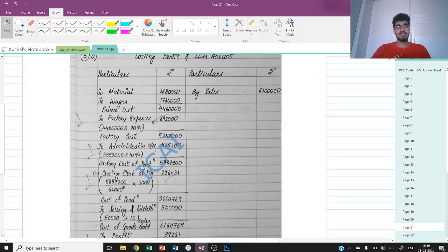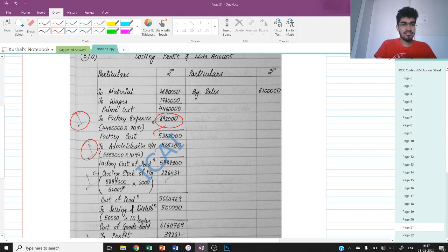So this is an account which is prepared by the costing department, and all the budgeted expenses have been taken into consideration. So material, wages, prime cost is 44,60,000. Then factory expenses are 20% of prime cost, which is 8,92,000. So 1 mark is for factory expenses. Then the total factory cost is there. Administrative cost is nothing but 10% of factory cost, so 1 mark for admin cost computation.